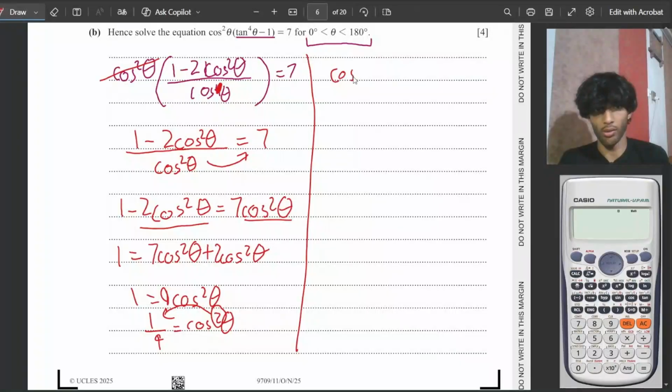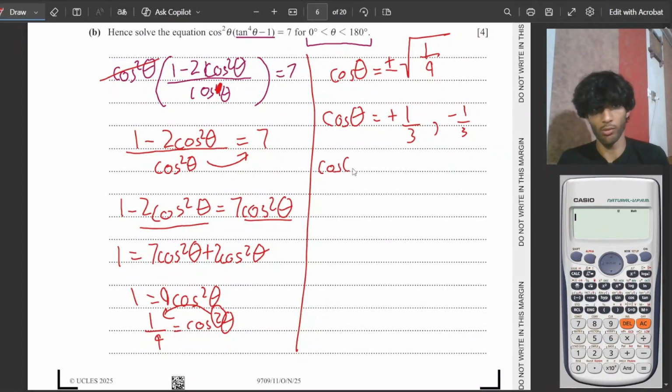So it's going to be cosine theta equals plus minus. Remember, you take the square to the other side, it's going to be a plus minus square root of 1 over 9. Now, you simplify this, you're going to get cosine theta equals plus 1 over 3, comma minus 1 over 3. So you can basically write this as cosine theta is equal to a positive 1 over 3 and cosine theta equals to a negative 1 over 3.